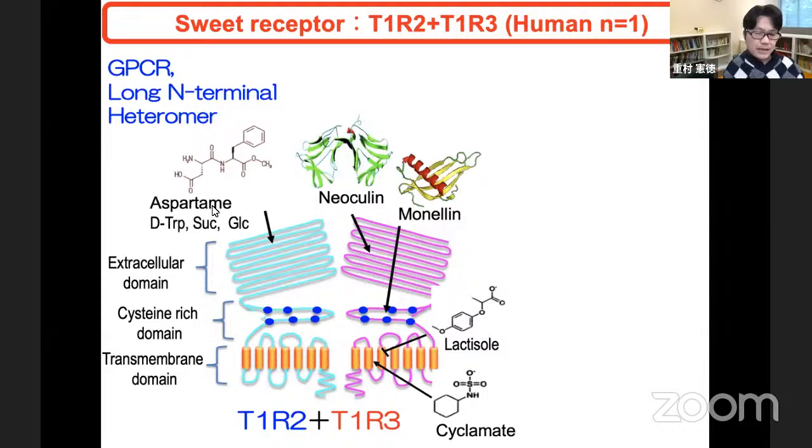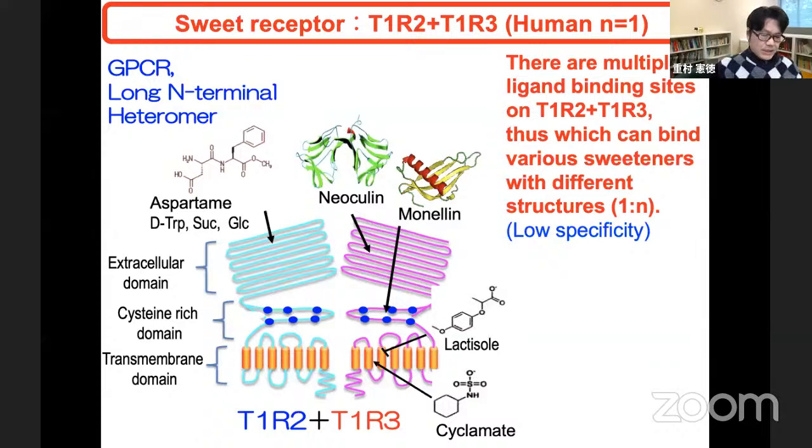For example, the binding site for artificial sweetener aspartame, natural sugars sucrose and glucose, and the sweet amino acid tryptophan bind to the extracellular region of T1R2 here. And the sweet protein neoculin binds to the extracellular region of T1R3 here. And the sweet protein monellin binds to the cysteine-rich domain of T1R3. And the artificial sweetener cyclamate binds to the transmembrane domain of T1R3.